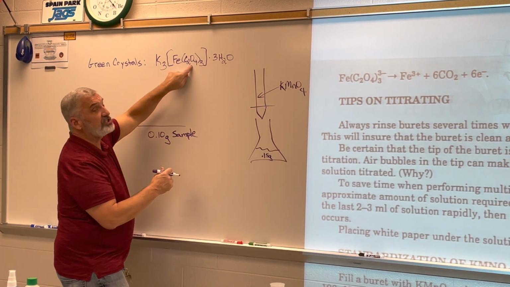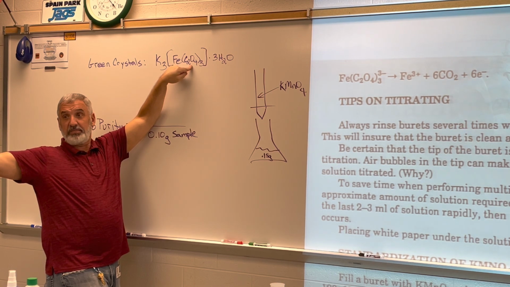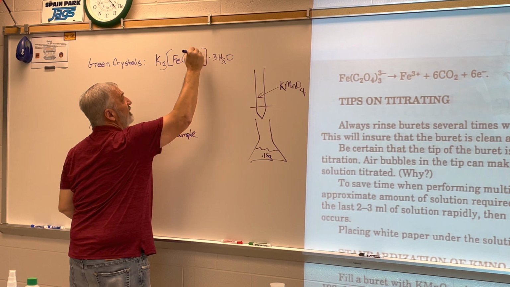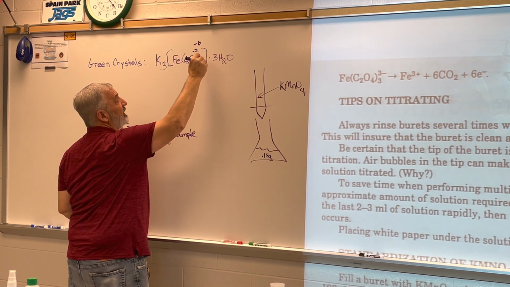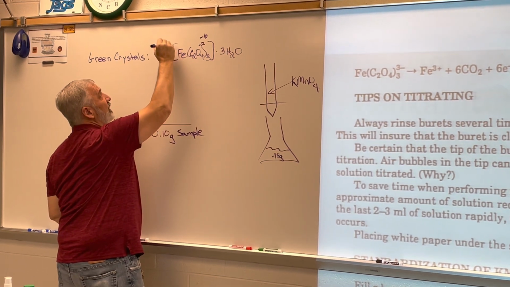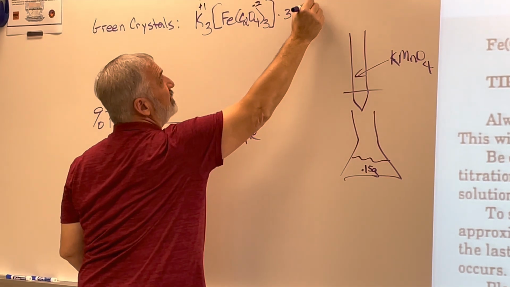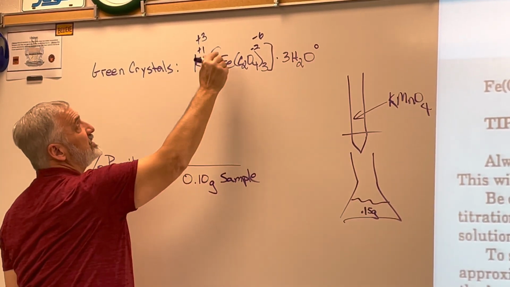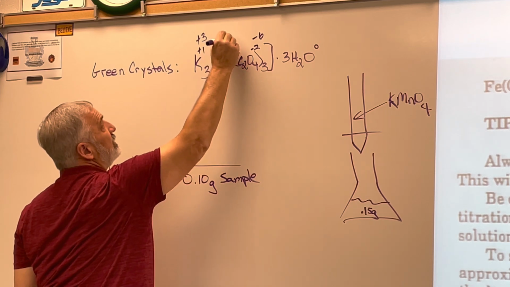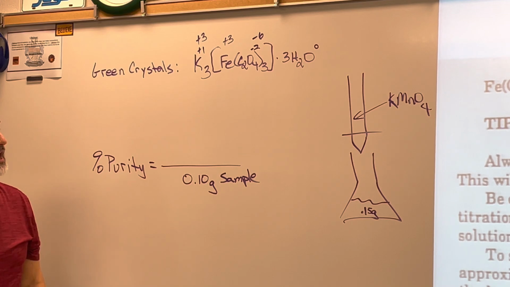What's the charge on oxalate? Bottom of the third column. -2. But we have 3 of them, so it's -6. This is +1, so it's +3. The water is 0. So to make this all add up, iron must be +3. So the iron is +3.